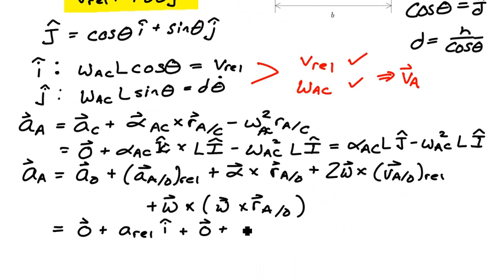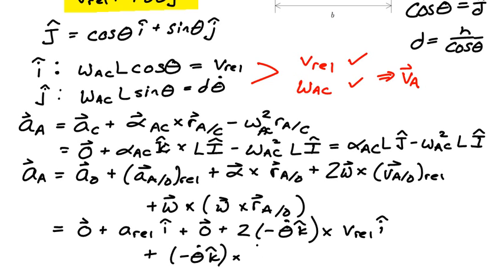I'm going to add to that 2 omega, so we're going to have 2 times minus theta dot in the little k. I'm going to cross that with v of A with respect to O rel, which is what we called v rel in the little i. Then I'm going to add that to the triple product, which is going to be minus theta dot in the little k, cross with quantity minus theta dot in the little k, cross with r of A with respect to O, which is distance minus d in the little i.